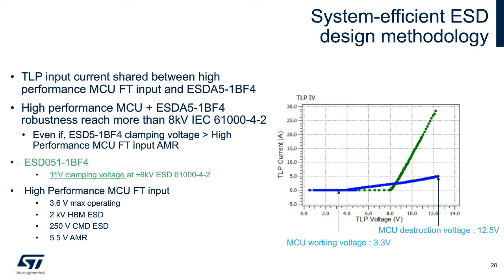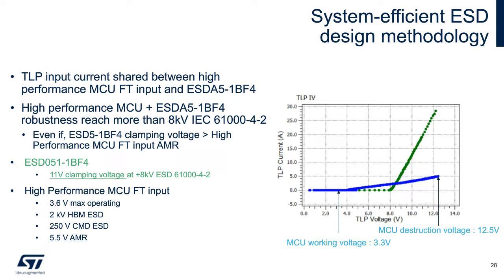This graphic shows that current coming from an ESD event is shared between the MCU internal protection and the ESD 051 1BF4. When the sum of current into the ESD 051 1BF4 and the MCU is higher than 16 amp, the system can resist 8 kV IEC 61000-4-2. This is a system efficient ESD design methodology, or SEED methodology. The approach shows the current repartition between the external ESD protection and the protected pin.